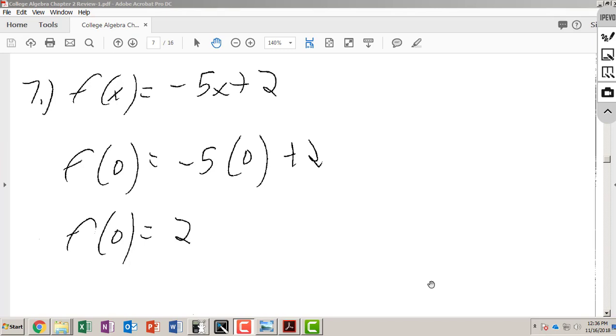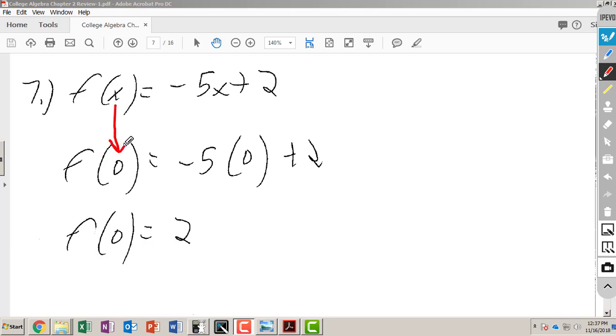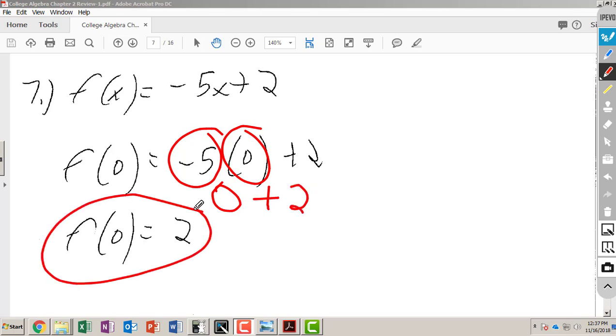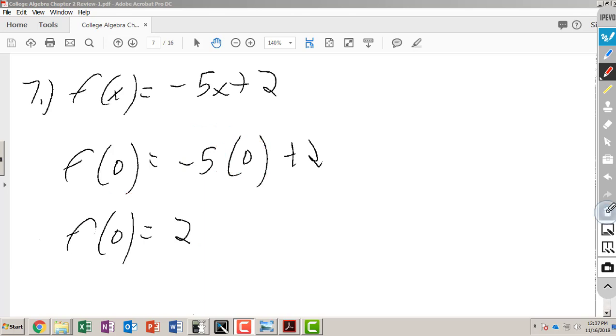On problem number 7, it says that we have this equation. It says evaluate the function at the given value of the independent variable and simplify. So if f of x equals -5x plus 2, it wants us to go and find f of 0. So remember, f of 0 is just a matter of substitution. So in place of my x, I'm going to go ahead and substitute in 0. So once I've substituted in 0, it's just a matter of simplifying this. So simplifying this down, you take -5 times 0, which is going to be 0. And you're going to add 2 to that, and 0 plus 2 gives you the answer of 2. So f of 0 is equal to 2 would be the answer to number 7.